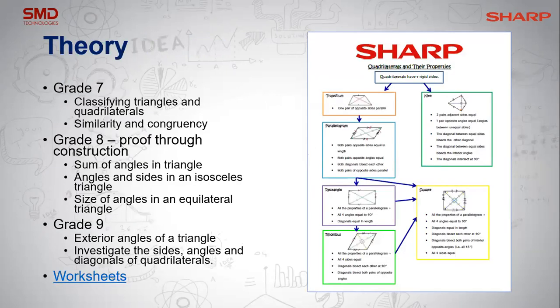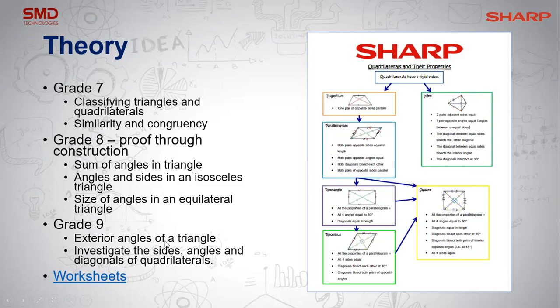Then geometry of 2D shapes, again, for all 3 grades. So in grade 7, you need to be able to classify triangles and quadrilaterals. And of course, you need to be able to do similarity and congruency. Then in grade 8, you have proof through construction. So you need to give them the constructions, and then they need to be able to find the sum of angles in a triangle, in an isosceles triangle, and in an equilateral triangle as well.